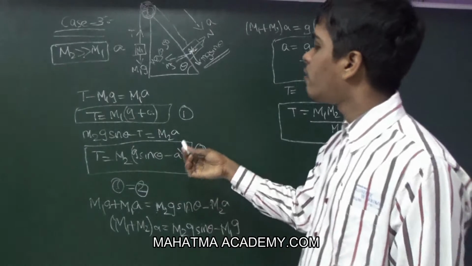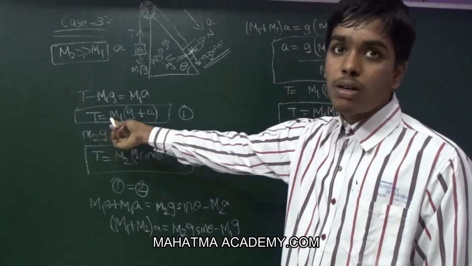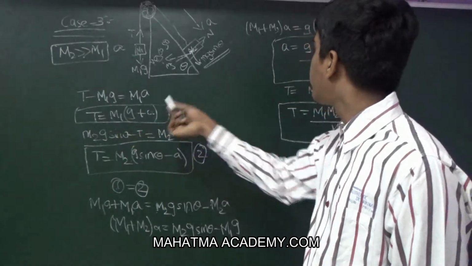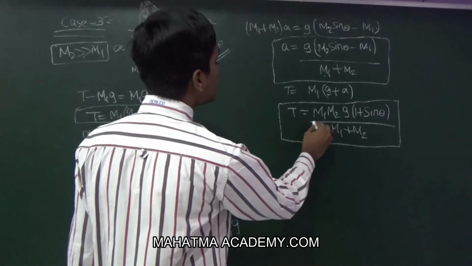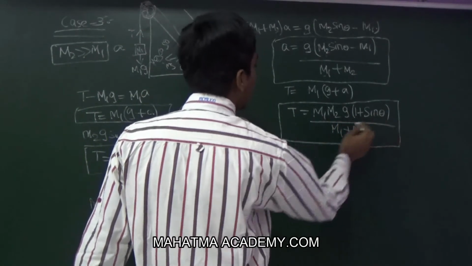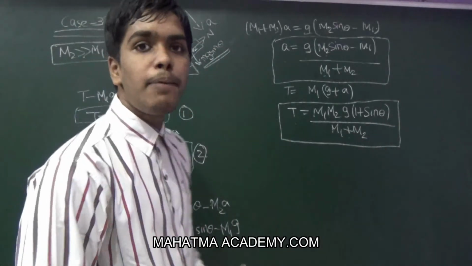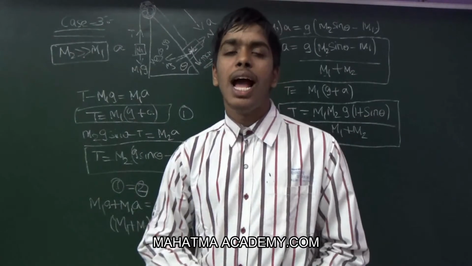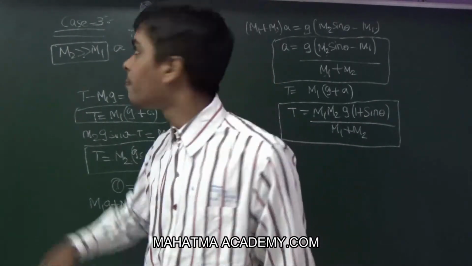Now if we want to find out the tension, T is equal to m1 into g plus a. So the final tension will become T is equal to m1 m2 g into 1 plus sin theta upon m1 plus m2. Okay. Now we have completed case 3 and we are going to discuss case 4.